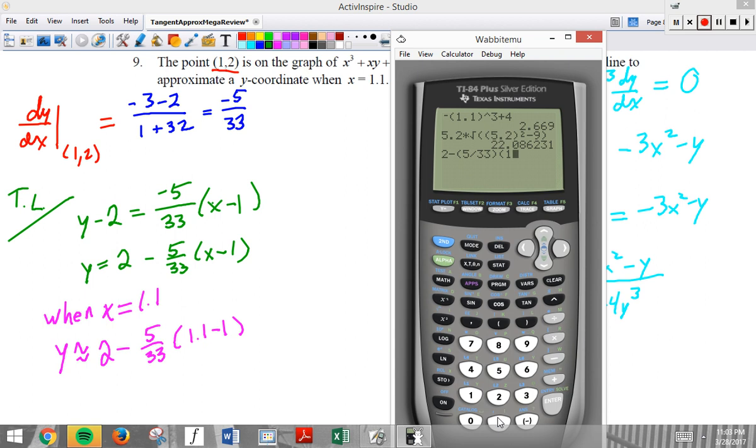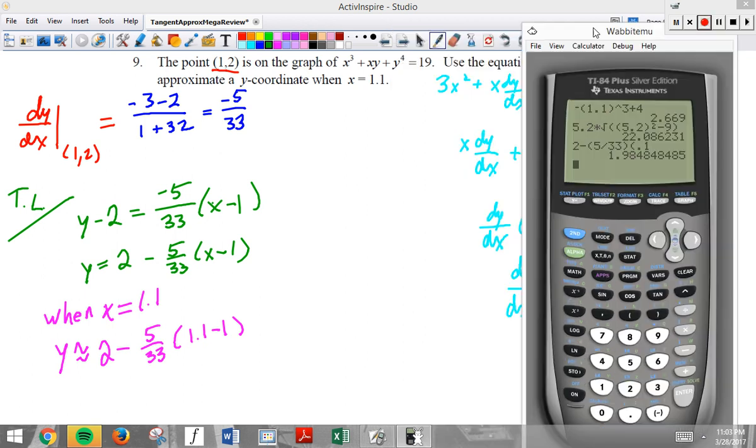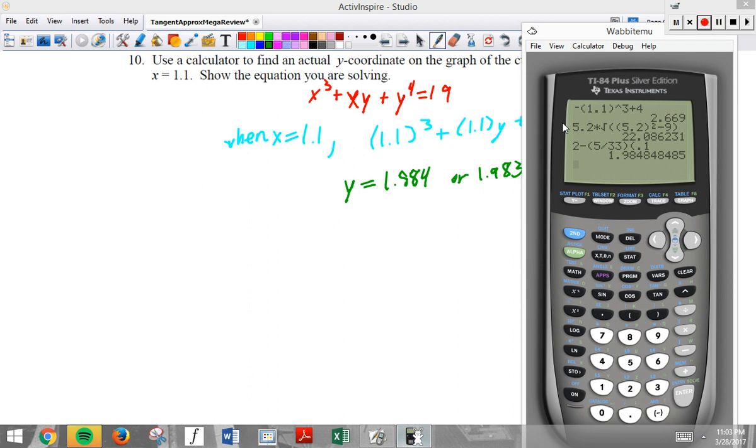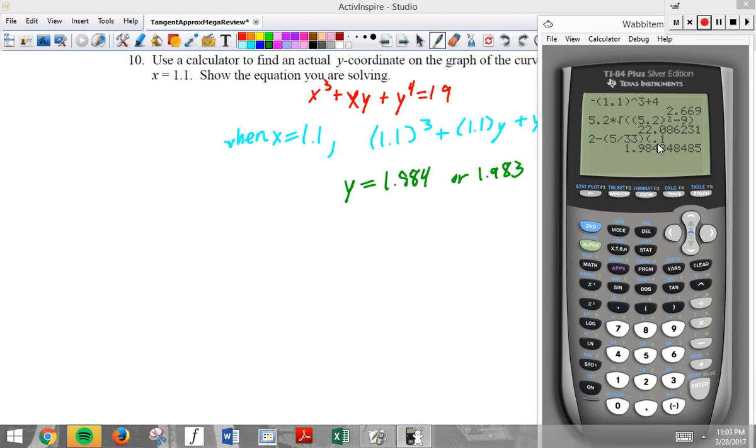times, it's 0.1. Spoiler alert. Oh snap! Look at that! That's a great approximation. And that's the equation we're solving. Okay. That's all they're asking for.